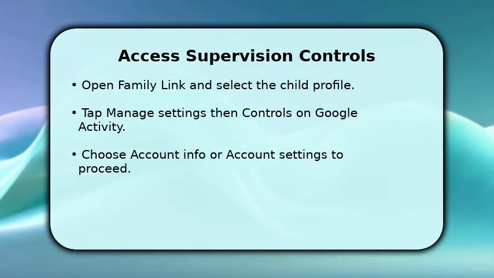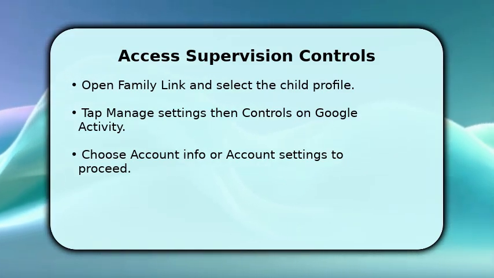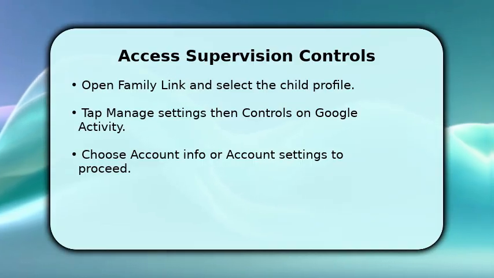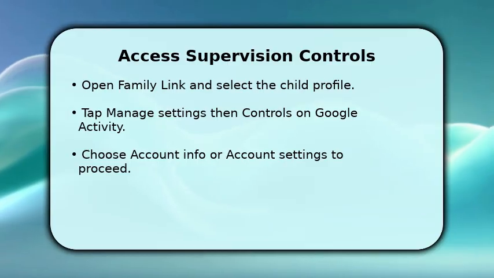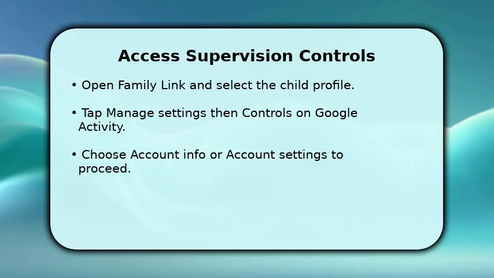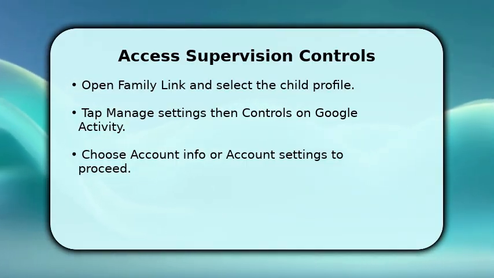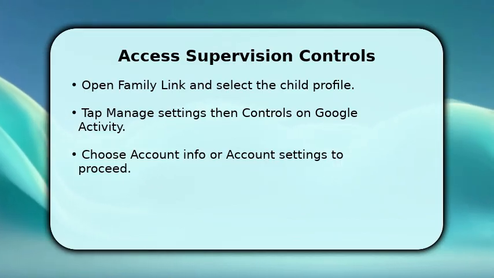In Family Link, select the child's card, then tap Manage Settings to reveal controls on Google Activity and account options. Because disabling supervision affects sign-in and privacy, Family Link requires you to review each area, follow prompts for account info and sign-in and security. Make sure to authenticate with your parent credentials when prompted.